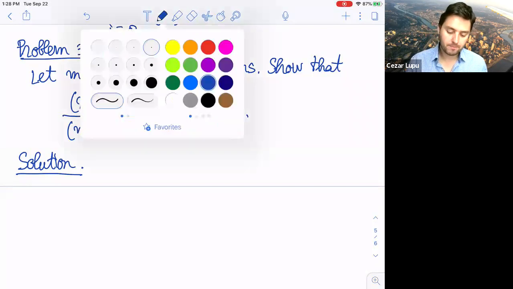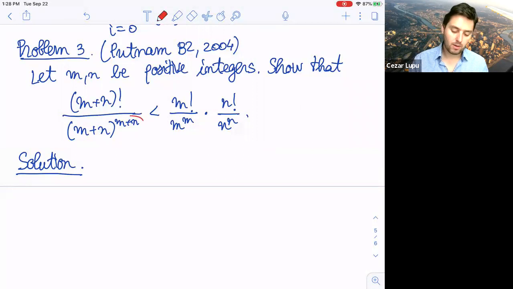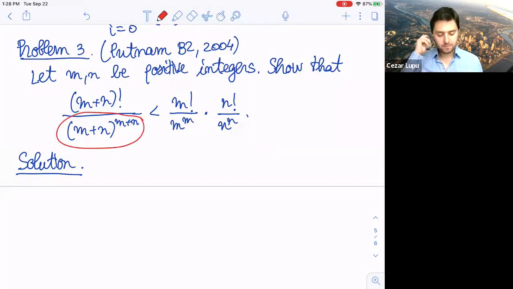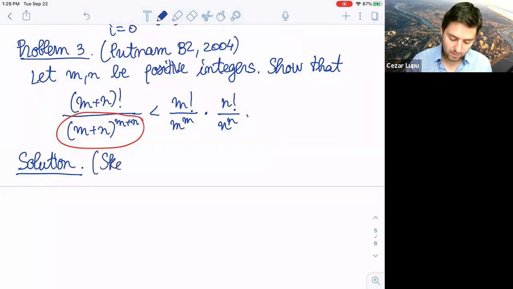If you look at it, the only thing you need to take care of is this guy, right? Because you know how m plus n factorial, it is what it is, you can see it. The only thing is that you cannot see that guy, m plus n. And let me give you the sketch, and I'll leave the details to you. I want you to do it by yourself.